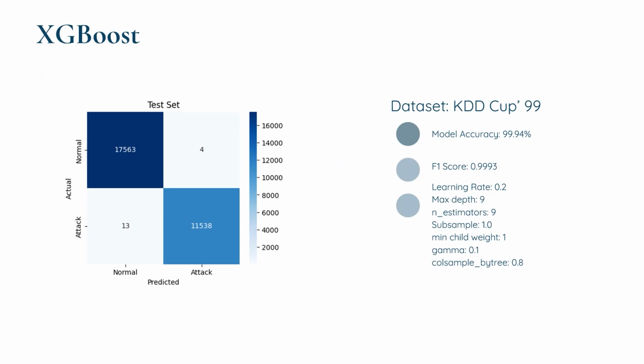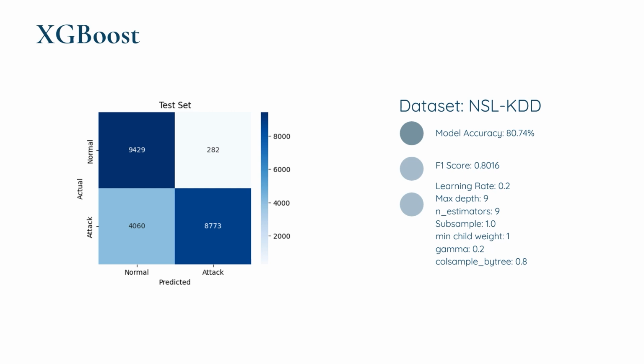XGBoost is an efficient gradient boosting algorithm used in machine learning for classification and regression tasks. I used the scikit-learn wrapper of XGBoost and fine-tuned its hyperparameters on the KDD Cup 99 dataset. As a result, I achieved an impressive accuracy of 99.94% and an F1 score of 0.9993, showcasing its strong performance for intrusion detection. Similarly, on the NSL KDD dataset, I performed similar hyperparameter tuning and achieved an accuracy of 80.74% and an F1 score of 0.8016.